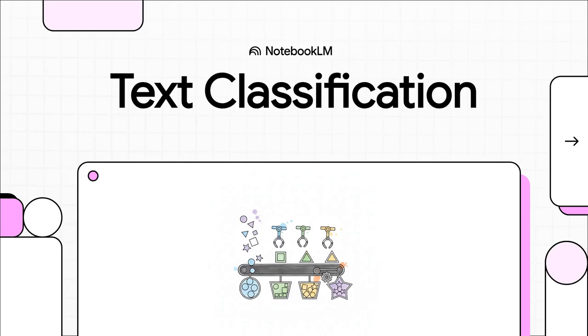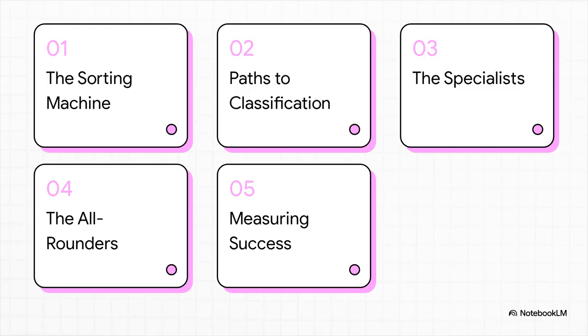We're going to get right into text classification and demystify how machines are learning to read, understand, and most importantly, organize our words. So here's the game plan. We'll start with the big idea. What is this sorting machine, anyway? Then we'll look at the two main paths AI takes to get the job done. We'll meet the specialists and the all-rounders. And finally, we'll figure out how we can even tell if they're doing a good job in the first place.